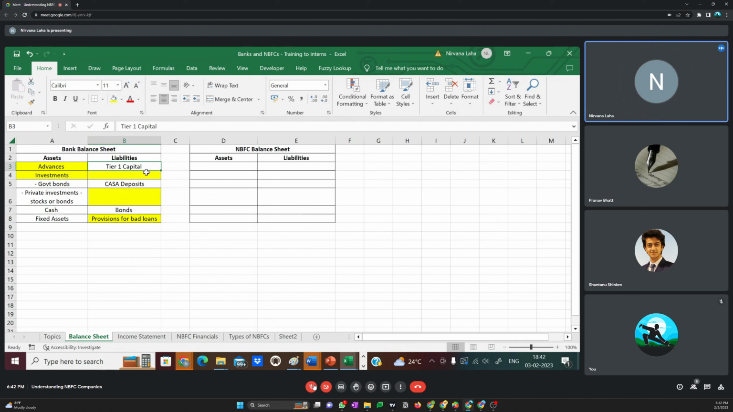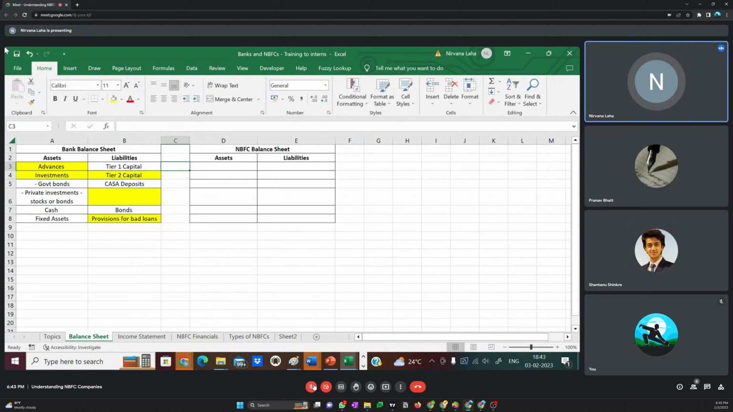So you remember when you were filling up the yearly figures, there were two columns. One was CRAR, which is capital adequacy ratio, and the second one was tier one capital ratio, right? So this is tier one capital ratio. And then you have something called tier two capital, and they together make the CRAR ratio.